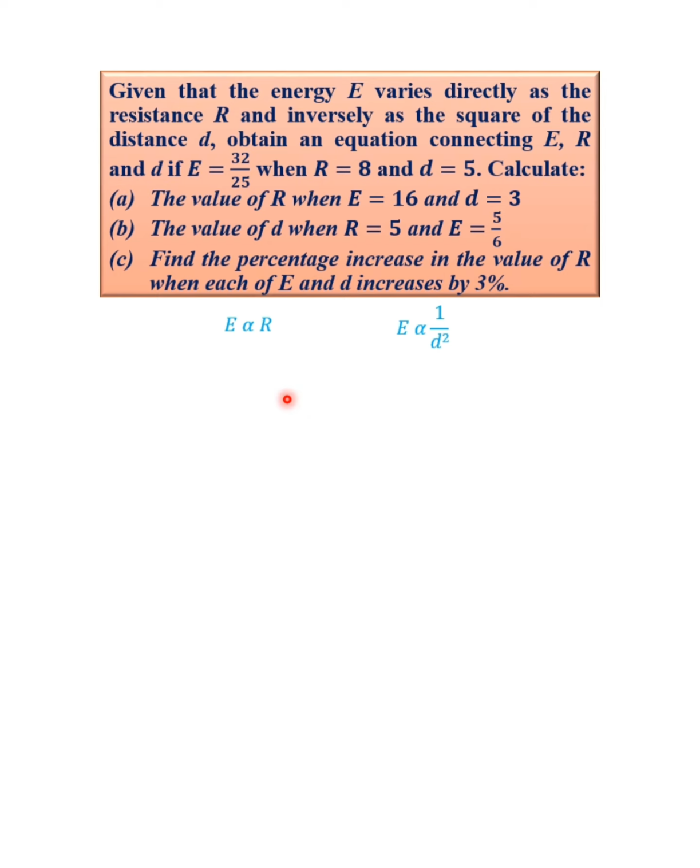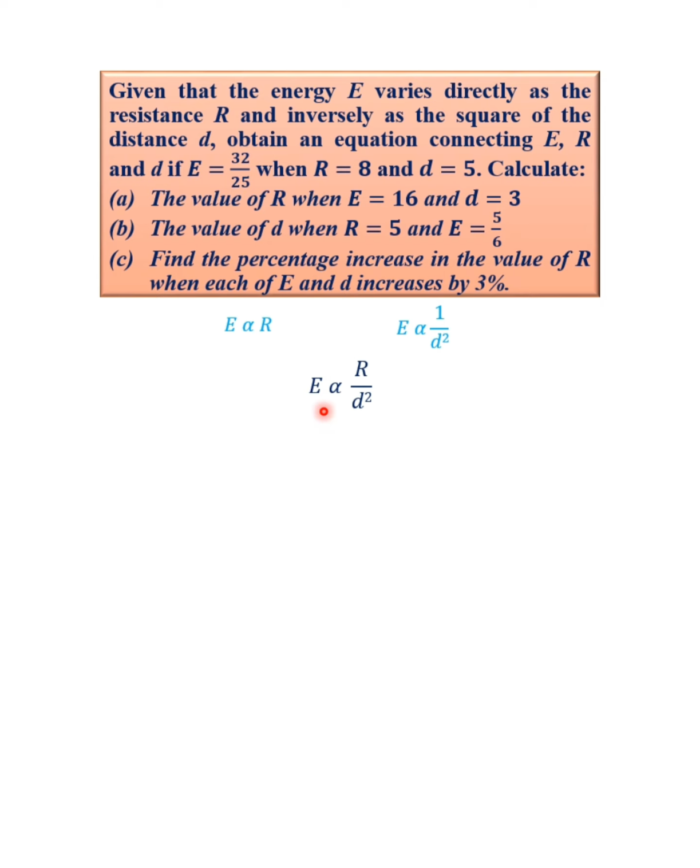This is a joint variation because it establishes a relationship between at least 3 quantities, and these quantities are E, R, and D. So it is a joint variation. Now we have 2 separate variations. We just have to combine them to form a single joint variation, and it becomes E is directly proportional to R and is inversely proportional to the square of the distance D. So this is the joint variation that took into account these 2 variations, direct and inverse, to form a joint variation. So this is the relationship we'll be working with.